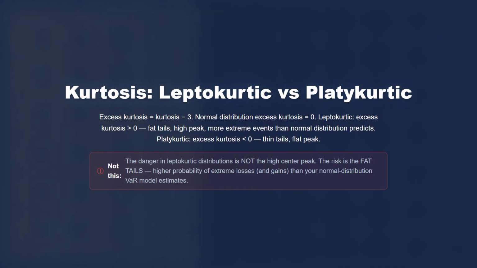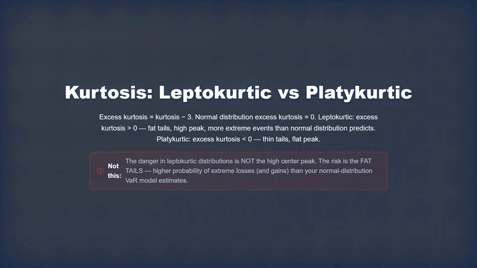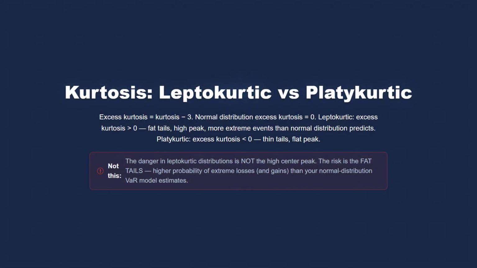Leptokurtic means excess kurtosis greater than 0. Excess kurtosis equals kurtosis minus 3. The normal distribution has kurtosis of exactly 3. Fat tails on both sides. High center peak. Less probability in the shoulders.